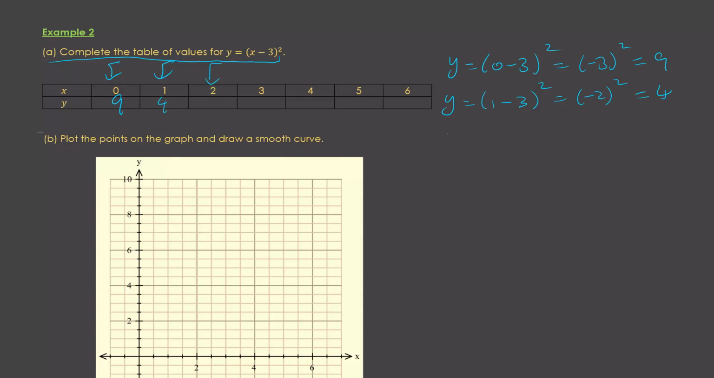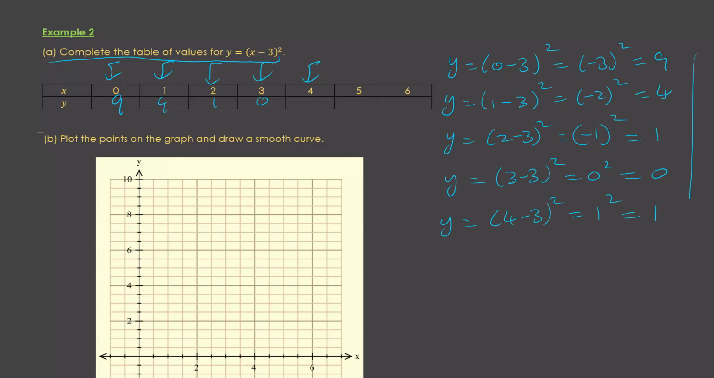When x is 2, it's going to be 2 take away 3 squared, which is negative 1 squared, which is 1. When x is 3, we've got 3 minus 3 squared, which is 0 squared, which is 0. And then when we move across to x is 4, that's 4 minus 3 squared, which is 1 squared, which is 1. And then if we look at the symmetry down here, we should see that's 4 and that's 9.